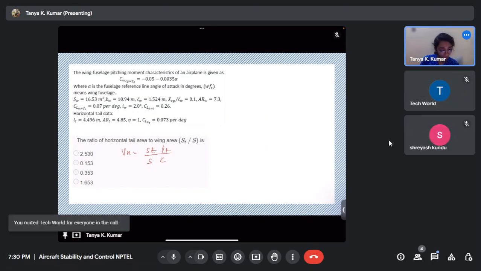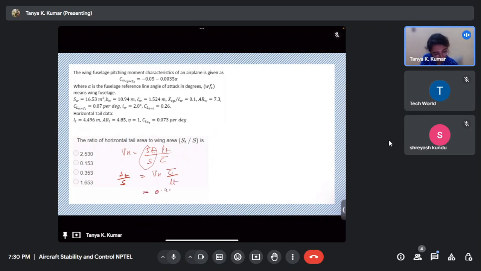Okay. So yeah, we need to find out ST upon S. VH we found as 0.453. So you have VH C bar by LT. VH is 0.453. C bar is 1.524. LT, where was it here? 4.496, and then yes, it's 0.153. Correct. Let's go to the next question.